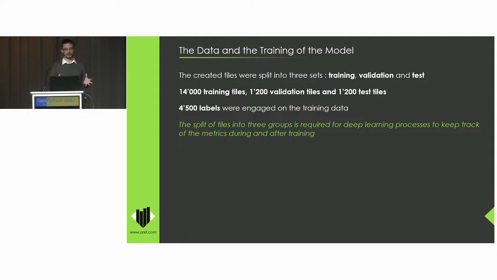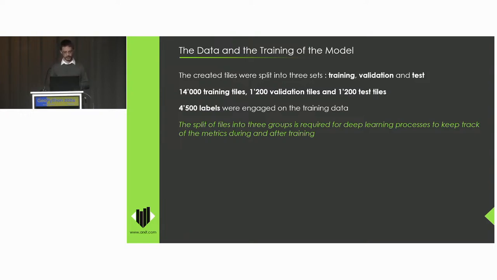So the test group is a reserved set of tiles that you will never use during the training of the model, nor to track the metric during the training or the fine-tuning of the model. So it's something that is completely reserved at the end of the training for you to be able to test the true performances of the model on data that it never saw during the training. So untouched data that was not used during the training.